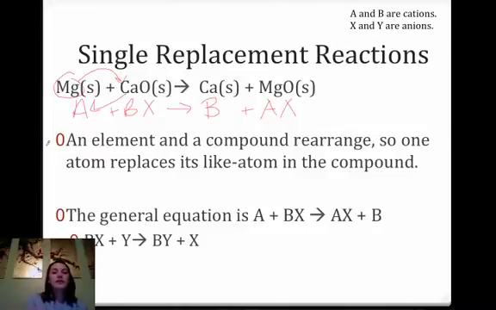If it's your nonmetal that switches, that's fine: BX plus Y yields BY plus X. You have an element and a compound, and one switches spaces.